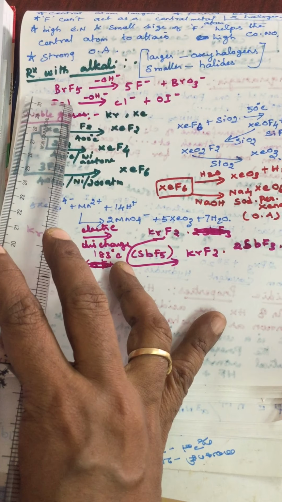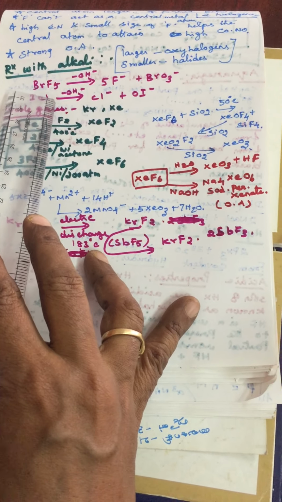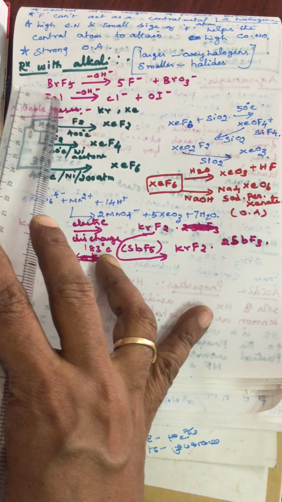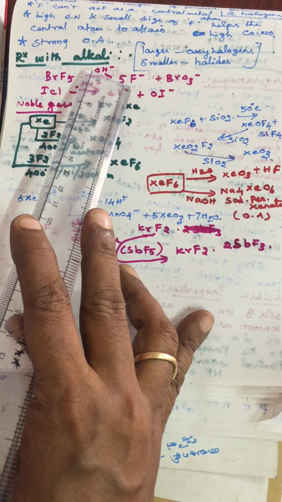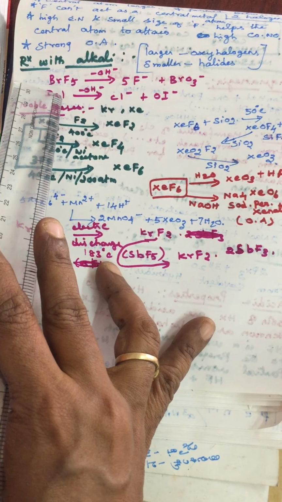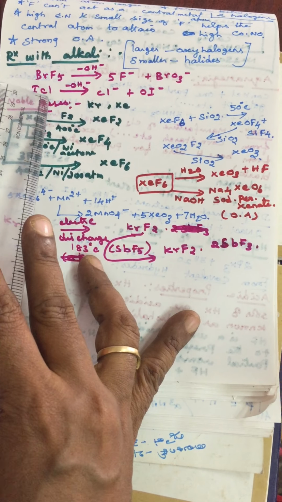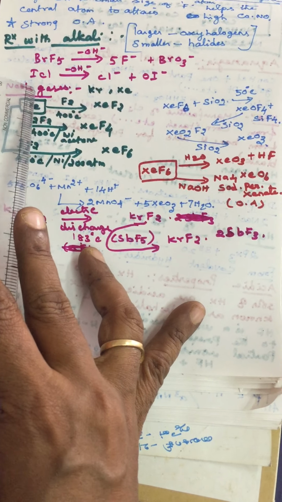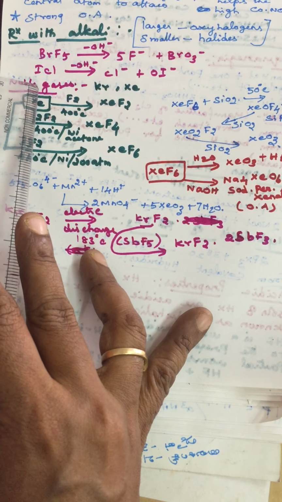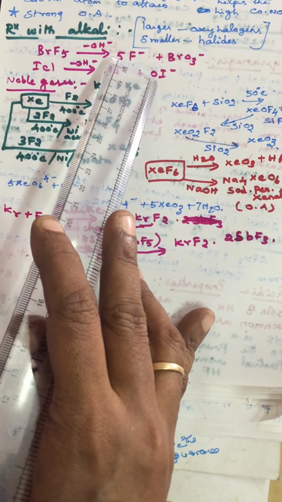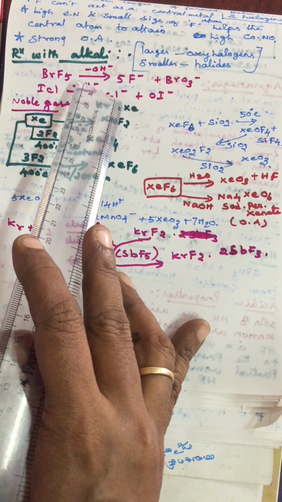So here two examples are given. BrF, as you know very well, fluorine is the smallest one and bromine is the larger one. So fluorine converts into what? Halides, fluoride ions, and bromine converts into what? Oxyhalogen, BrO3 minus. Similarly ICl. If you are comparing, chlorine is smaller in size and iodine is larger in size. So iodine converts into oxyhalogens and chlorine converts into chloride ions.